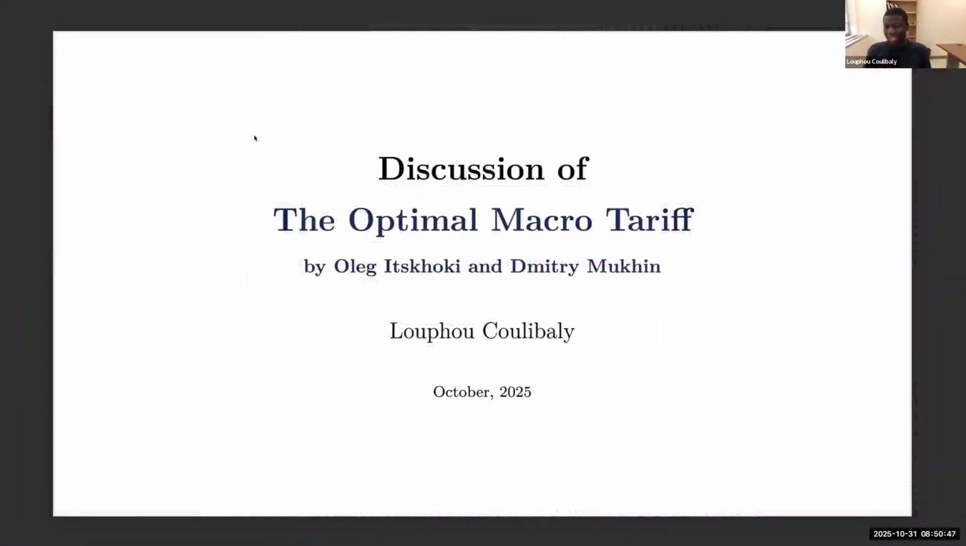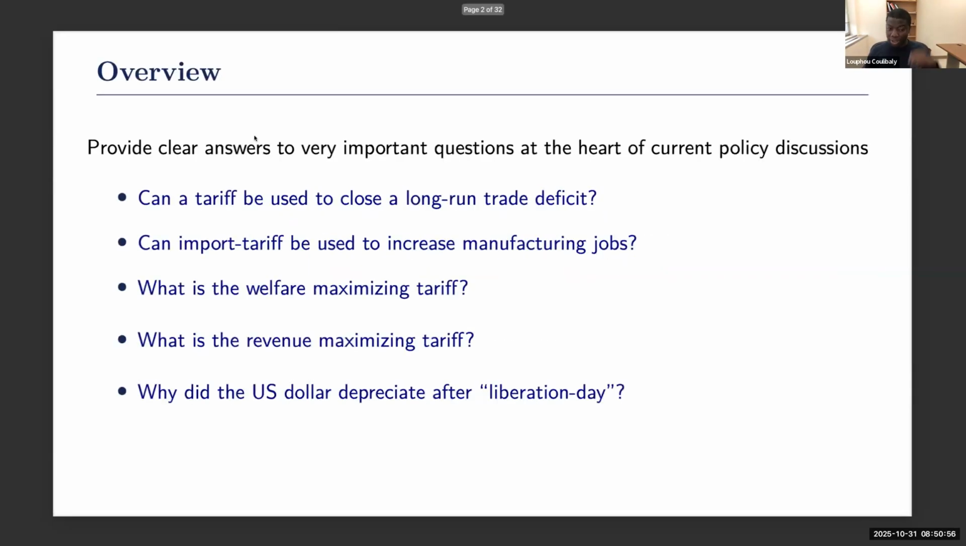All right. Thank you, Steve, for having me here and discussing this paper. And thanks, Oleg, for this great presentation. I really enjoyed reading the paper. I was smiling reading it, and I learned a lot from it. It's a very nice paper. It's easy to read, and the results are very clean and intuitive.